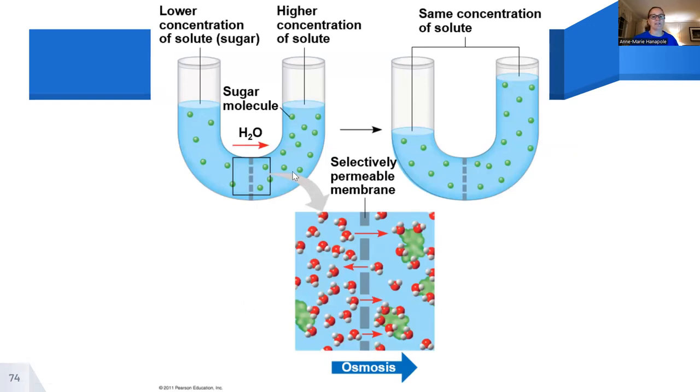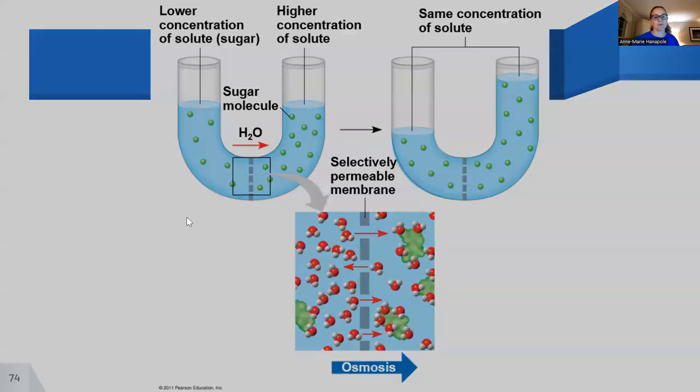Okay, so here, if we look at this U-tube, you've got a selectively permeable barrier, like the cell membrane, and we've got a high concentration of sugar molecules on this side and a low concentration of sugar molecules on that side. Because the sugar cannot pass through that membrane, the water is going to move, because the water can move through that membrane. And so it's going to move so that it is evenly distributed on both sides. The water is going to move from where it's in high concentration to where it's in low concentration. So it's going to move to the left, and the sugar is going to stay put. And then at the end, you've got even amounts of water on both sides, and therefore also even amounts of sugar. And so that is osmosis.